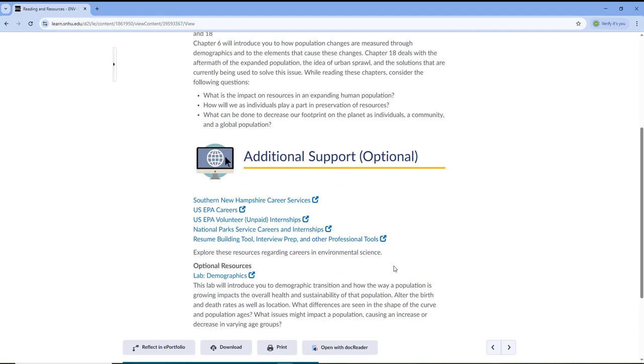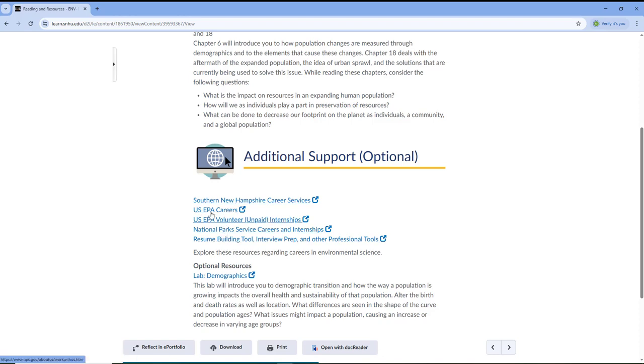And if you notice down here, we have some additional resources for you. If you are in the environmental science major, we do have some tools to help you start thinking about career paths. You can see that we have some internships available, or links to them.